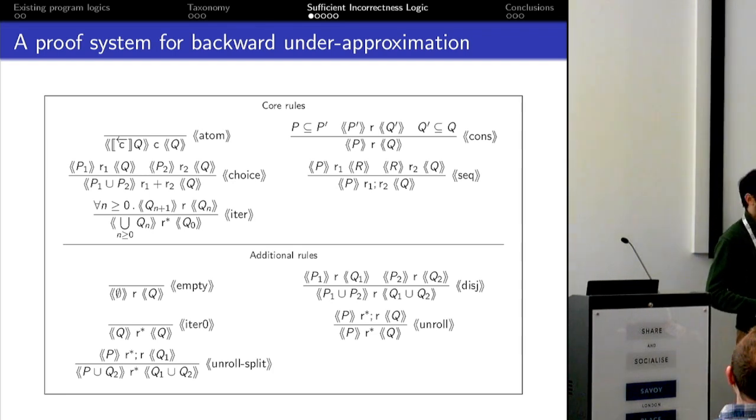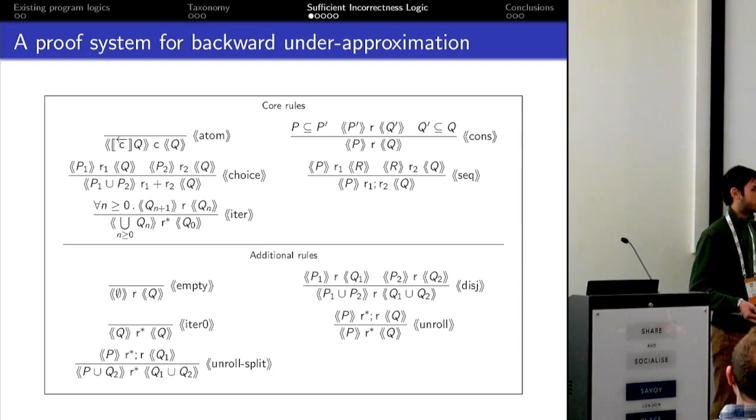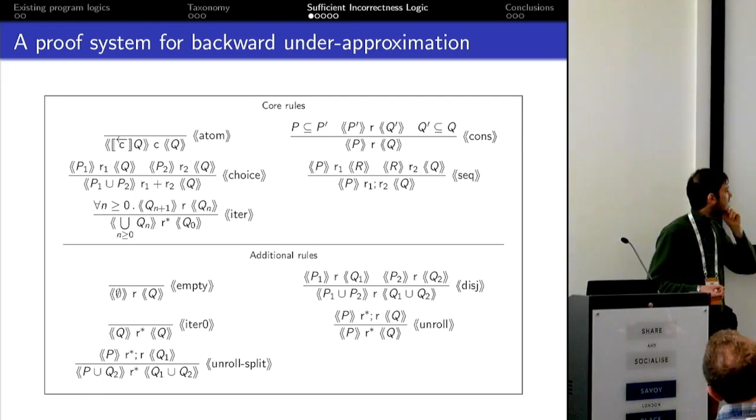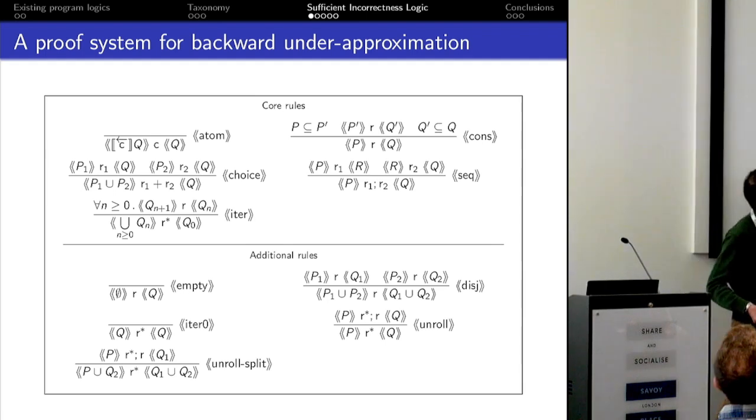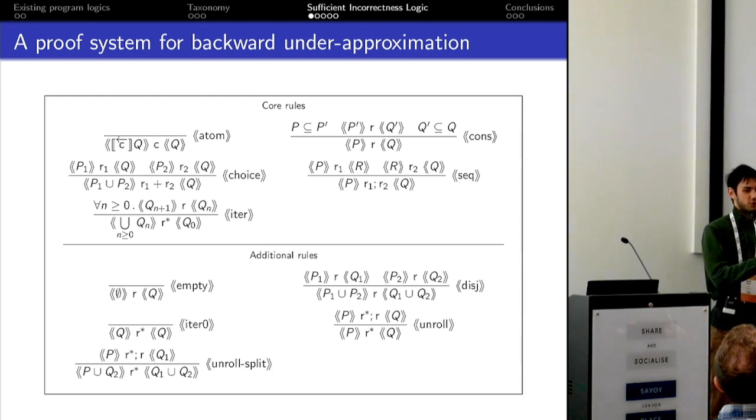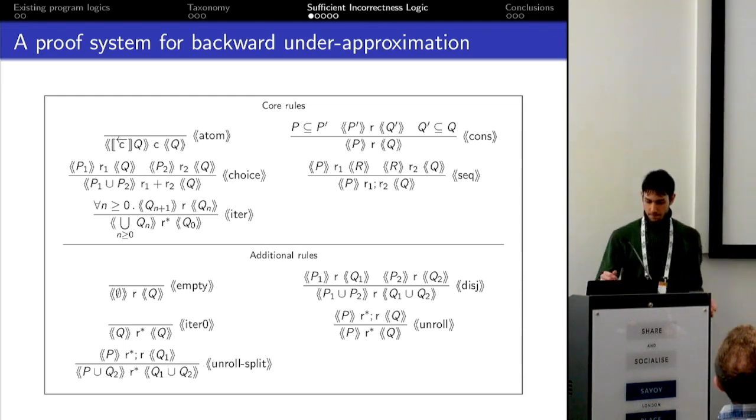These rules are valid for incorrectness logic, and these rules are valid for sufficient incorrectness logic too. And so this is a point in common, for instance. But there are other differences. For instance, the iteration rule in incorrectness logic is forward, while in sufficient incorrectness logic, the iteration rule is backward.